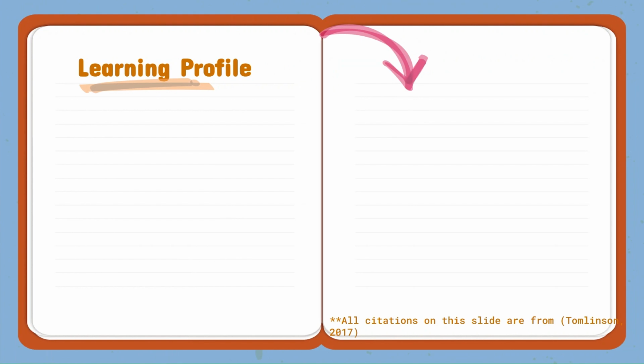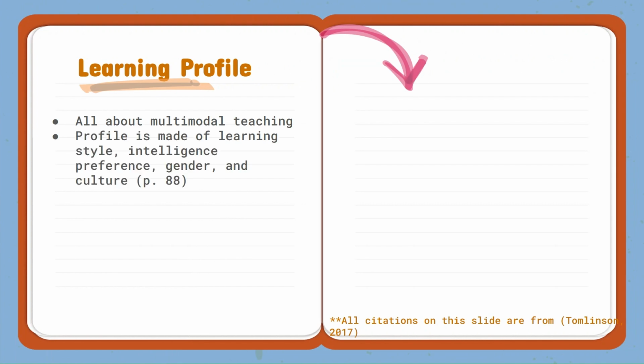The final way that we can differentiate is through learning profile. This is going to be all about multimodal teaching. In other words, teaching in different ways as much as possible. And this profile is made of learning style, which we will talk more about, and intelligence preference, which is basically just learning style, if we're being honest. They aren't very different from each other.